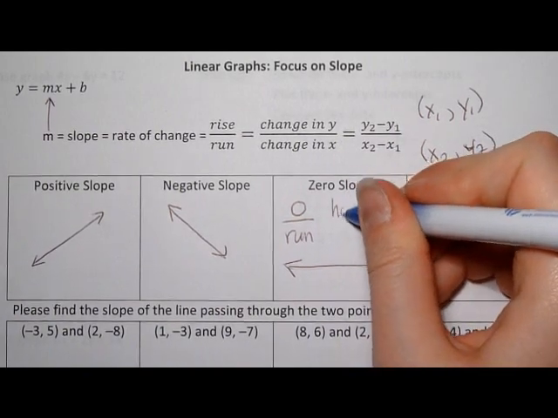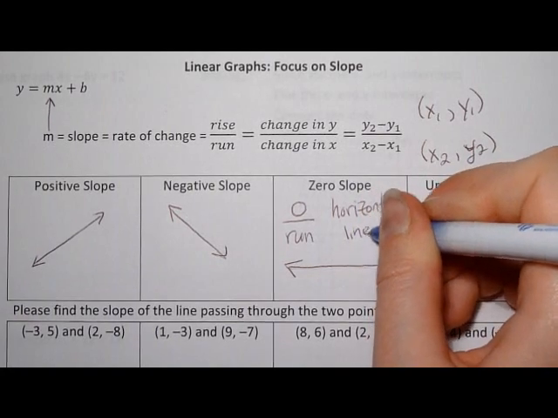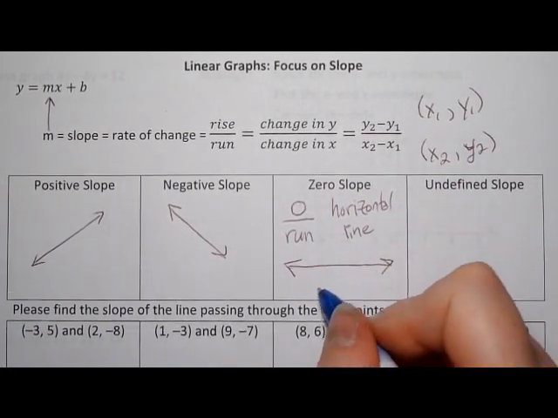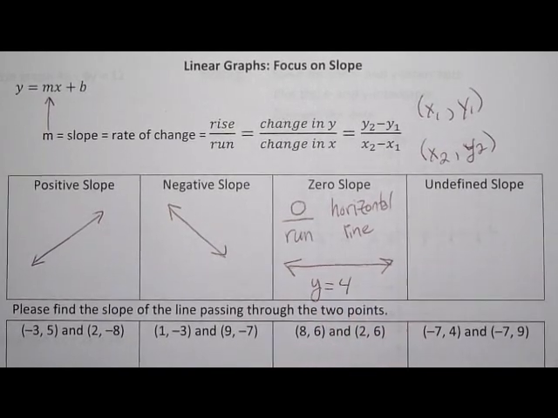This is a horizontal line. An example of a zero slope would be y equals 4.